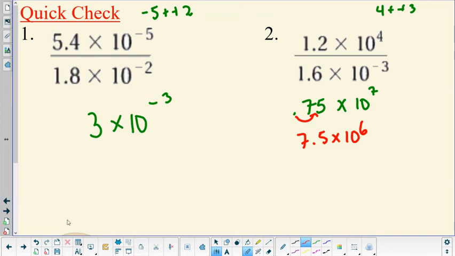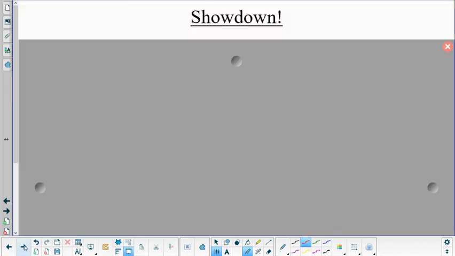All right. So now we're going to do a showdown. So the way this is going to work is I'm going to show you a problem. You're going to pause your video, solve it on your whiteboard or on your paper, and then unpause it to reveal the answer. For these ones, I am just going to show you the final answer. If you have questions about any of these, please send me a message. And then once we get done, I will show you your exit ticket.